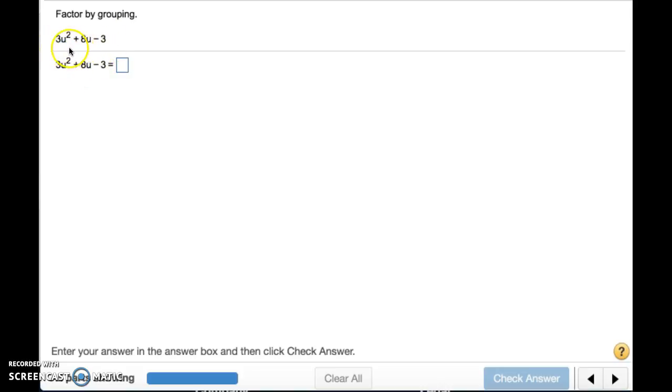Before we start with any of that, we need to see if there's a greatest common factor. And 3 and 8 have nothing in common, so there's not going to be anything that I can factor out of all of these terms. So anytime there's three terms, I say three terms, t-chart.